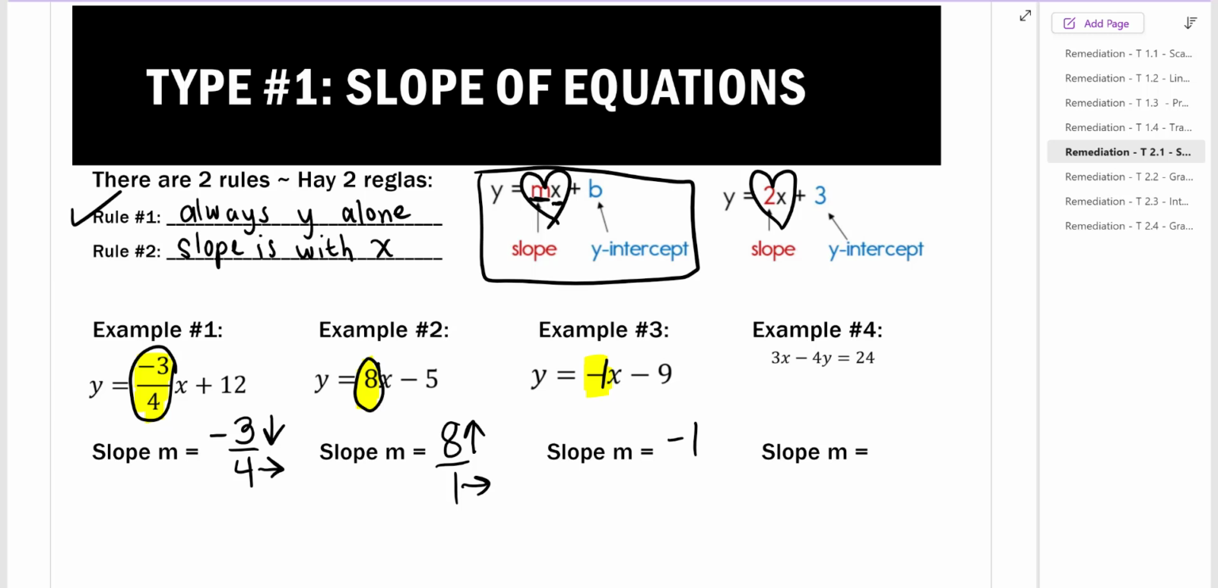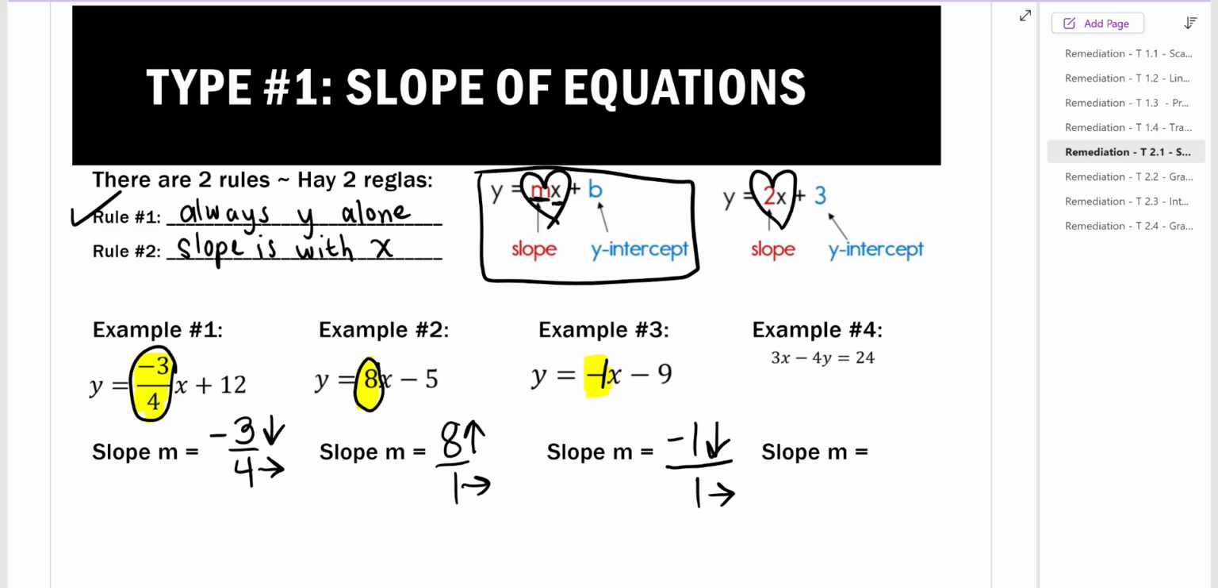Now, example 3. Ahora ejemplo número 3. Again, negative 1 over, there's no number, no hay número aquí, entonces siempre es 1. So negative 1 is down, and positive 1 is to the right.